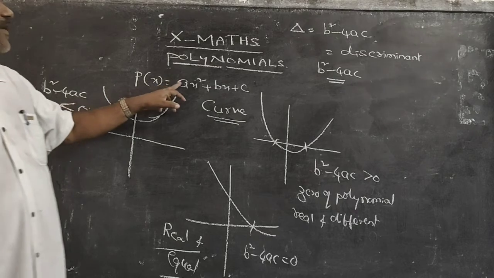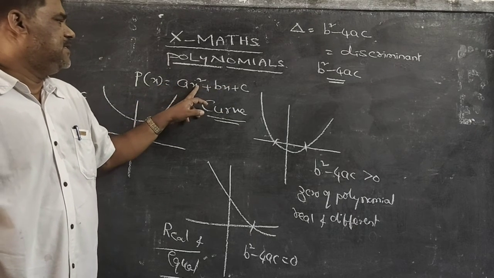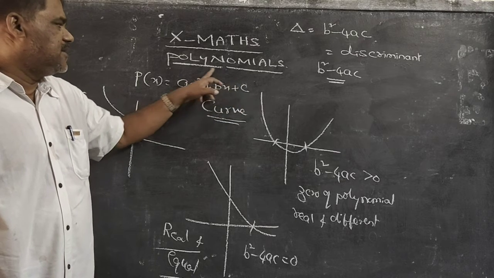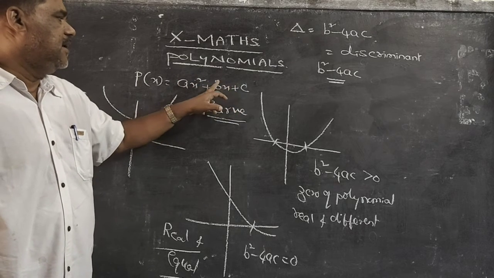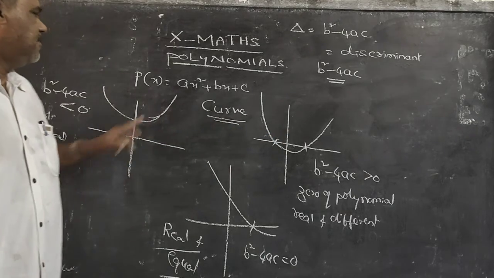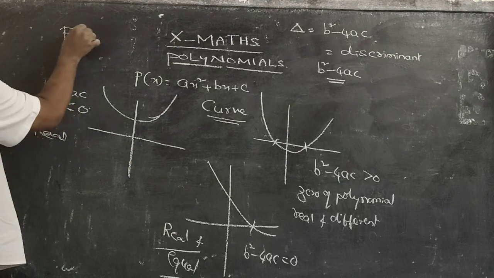So every second degree expression, ax square plus bx plus c, represents a curve in the graph. This is called the general form of a quadratic expression. It represents a curve. There are 3 types of curves. The name of this curve is a parabola.